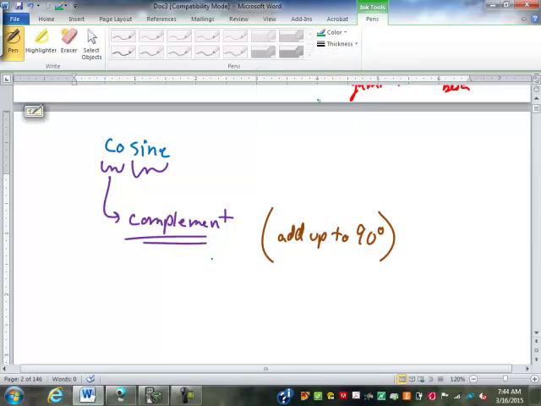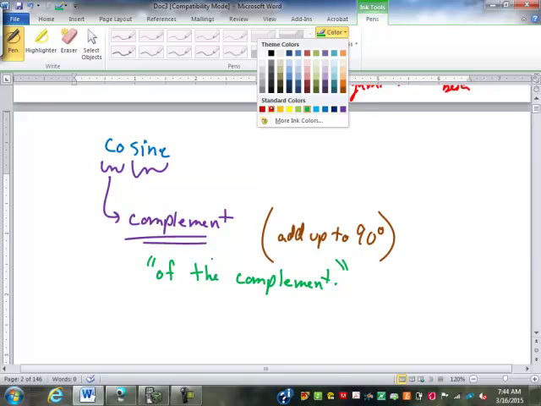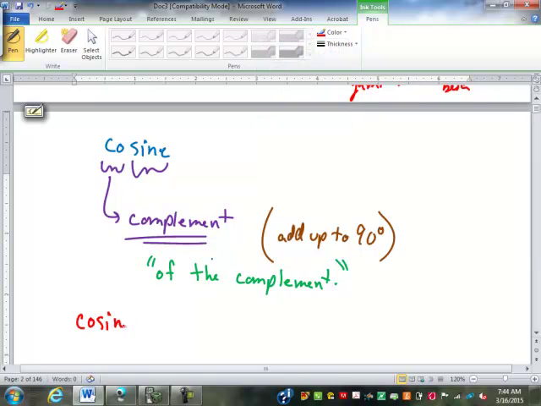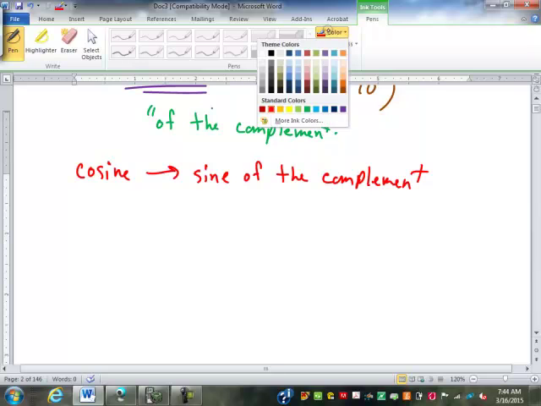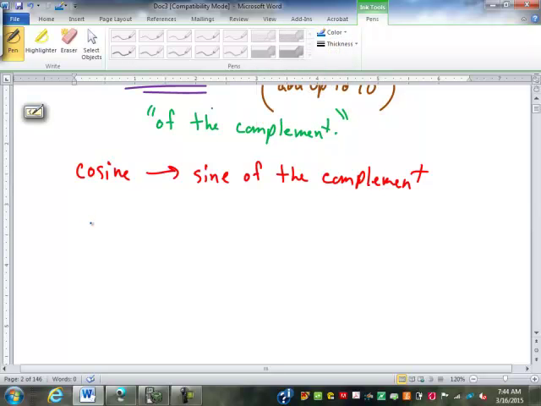The prefix co then means of the complement. So the word cosine means the sine of the complement. So let's break this down. Let's say I ask you to find the cosine of 30 degrees.